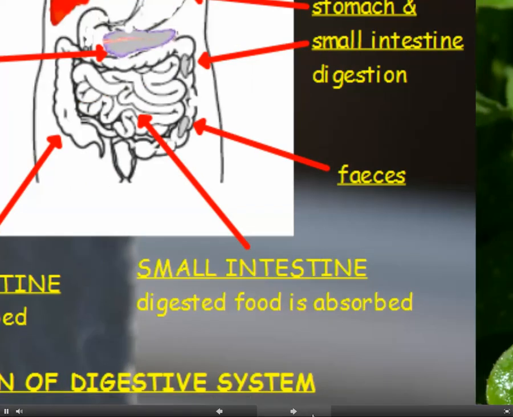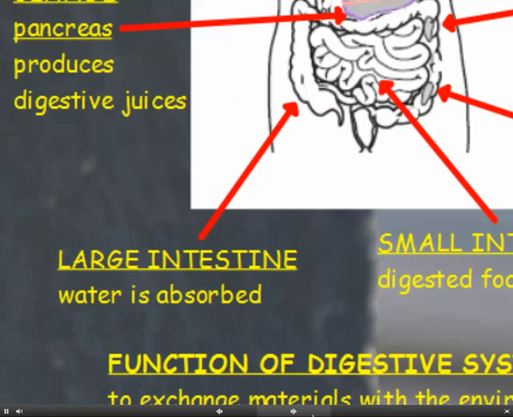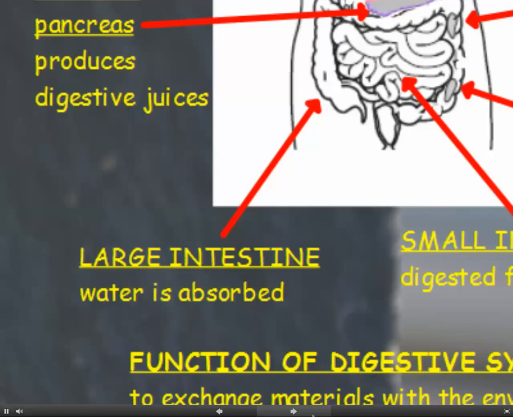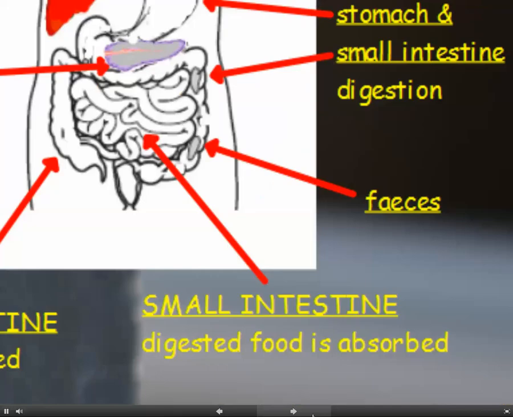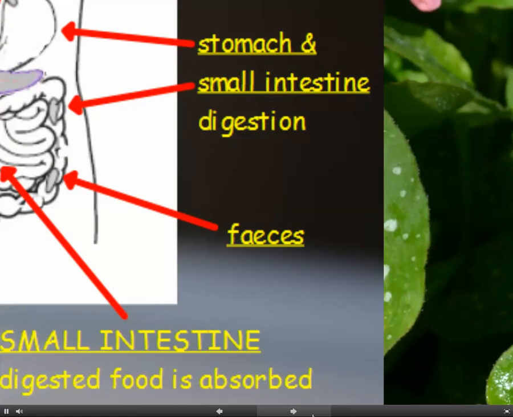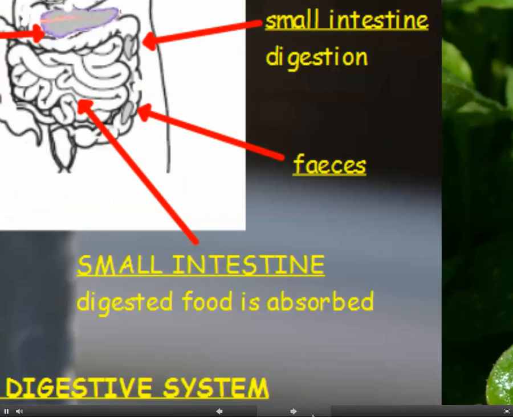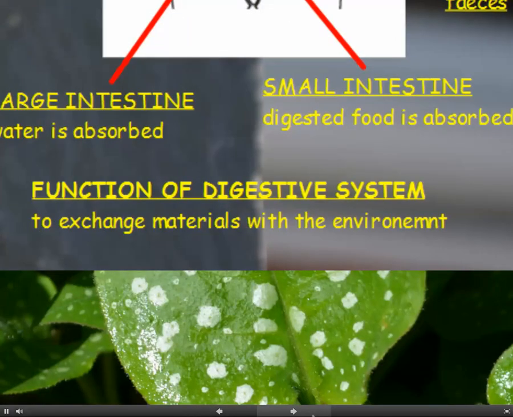The small intestine absorbs digested food, which means it passes into the bloodstream in the small intestine. And the large intestine absorbs water from the digested food. So we're left with the faeces, which is all the undigested food which passes out of the body through the anus. So the function of the digestive system is to exchange materials with the environment. We're absorbing materials from food.